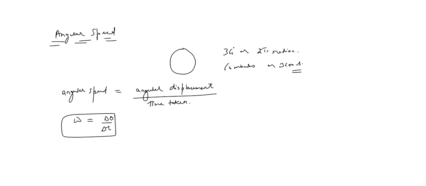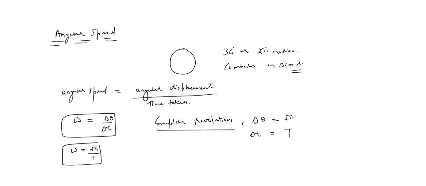Now if I consider a complete revolution, what will be delta theta? Delta theta will be 2 pi. And what will be the time taken? Time taken to complete one revolution is defined as the time period, capital T, right? So omega will become 2 pi divided by capital T. So this is one of the relations that we will use in our questions. Omega is equal to 2 pi over capital T.